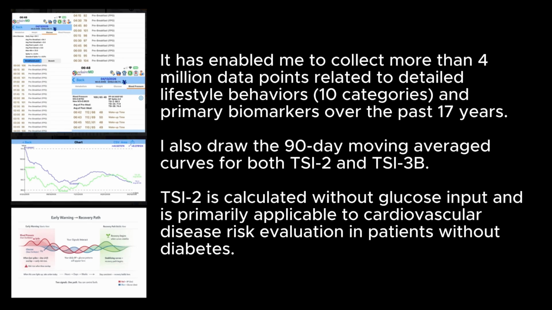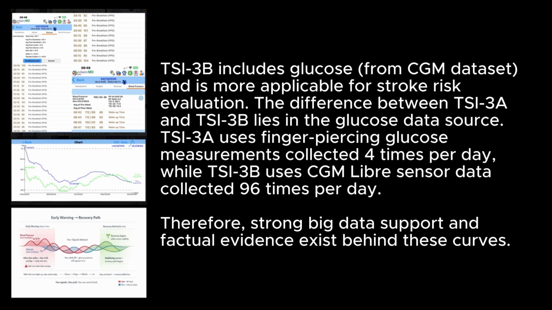I also draw the 90-day moving average curves for both TSI2 and TSI3b. TSI2 is calculated without glucose input and is primarily applicable to cardiovascular disease risk evaluation in patients without diabetes. TSI3b includes glucose from CGM dataset and is more applicable for stroke risk evaluation. The difference between TSI3 and TSI3b lies in the glucose data source. TSI3 uses finger-piercing glucose measurements collected 4 times per day, while TSI3b uses CGM Libre sensor data collected 96 times per day. Therefore, strong big data support and factual evidence exist behind these curves.